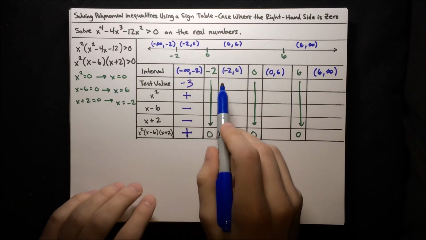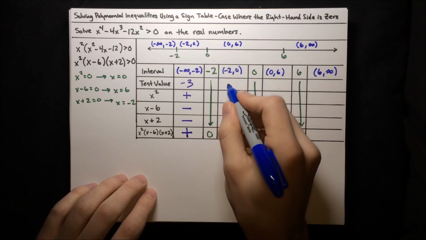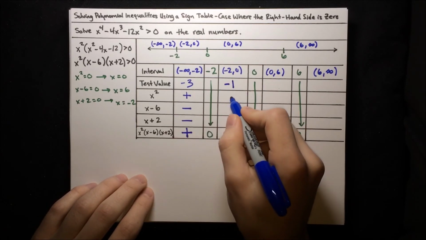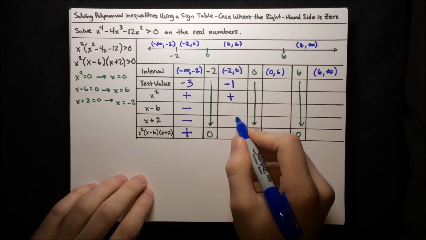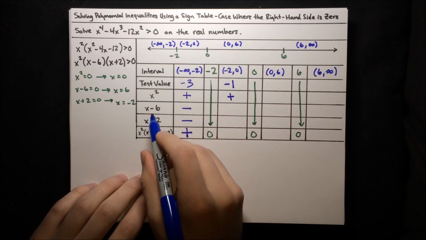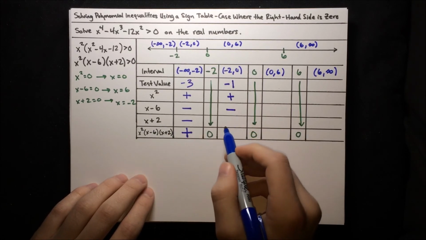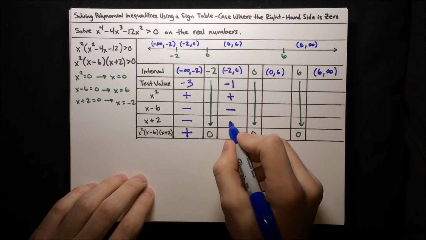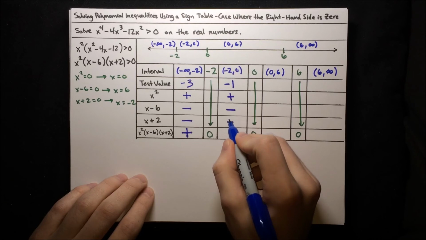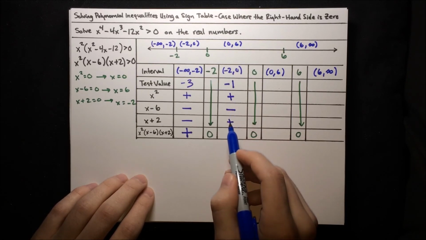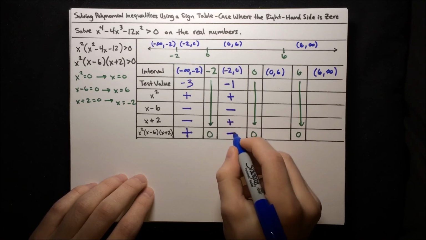Okay, next interval, negative 2 to 0. How about a test value of negative 1 there? Negative 1 squared, negative squared is still just a positive. And then negative 1 minus 6, that's a negative. Negative 1 plus 2, the 2 is higher magnitude, so positive here. And then we've got a positive times a negative times a positive, and that comes out to negative.